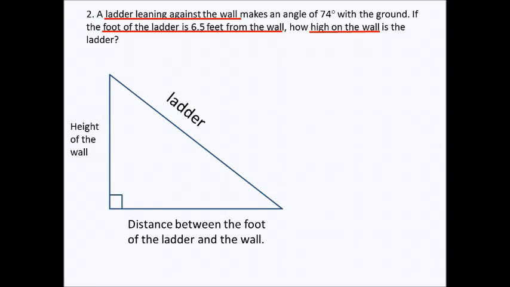The next step is to label the triangle with the values. The first value that we're given is the angle that the ground and the ladder make, which is 74 degrees. The next value that we're given is 6.5 feet, the distance between the foot of the ladder and the wall. So we label that. Finally, we're asked how high on the wall is the ladder. So the left part of the triangle is going to represent that unknown value. So we're going to let x represent the height on the wall.